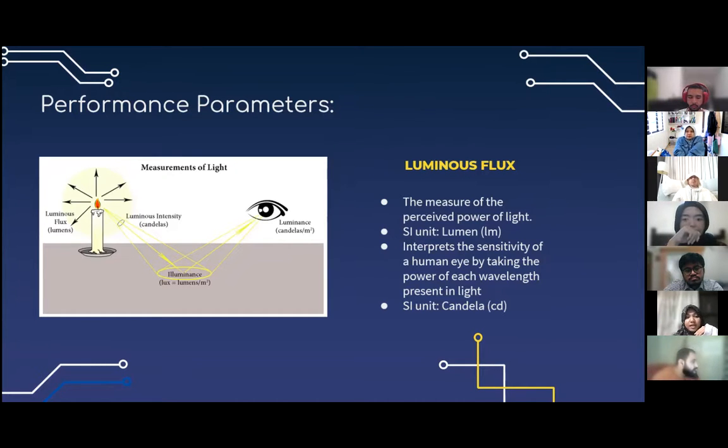And then we have illuminance. Illuminance is the space that reflects the light. And we have the luminance. Luminance is the eye that catches the light.